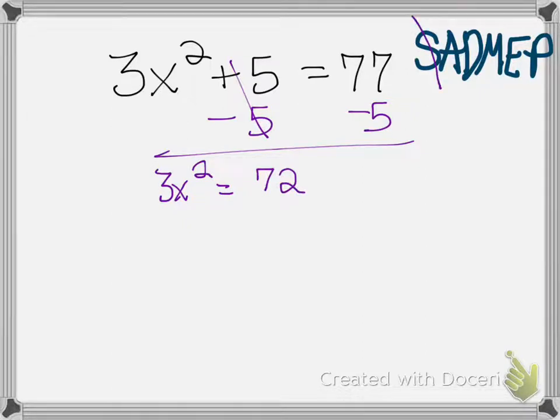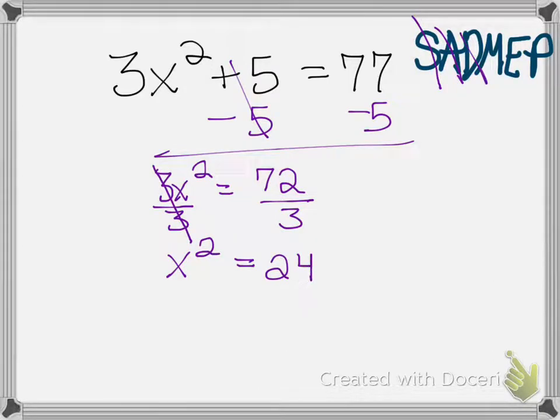A is for addition. Is there anything that I can add on both sides? Nope. And how I know that is because there's nothing that is originally subtracted. Aha! So I'll scratch this one out since there's nothing to add. D is for divide. Is there anything I can divide on both sides? Yep. I can divide 3 on both sides because, again, we're trying to get x by itself, right? So then I'll do x squared equals 24.